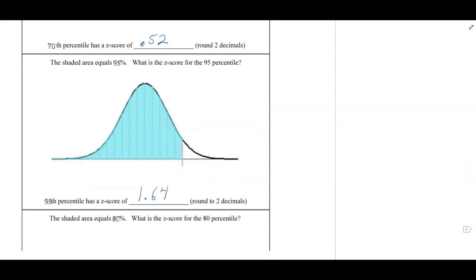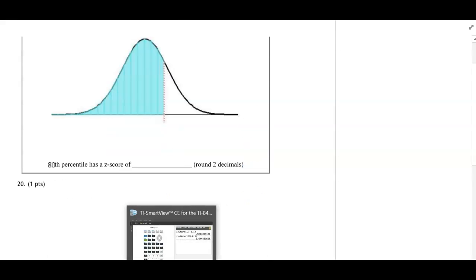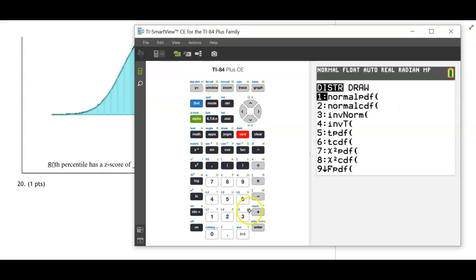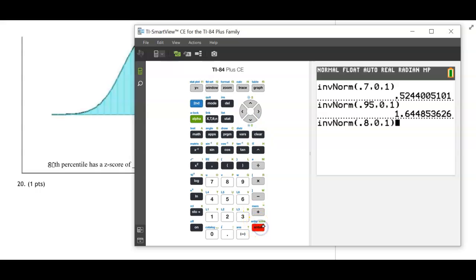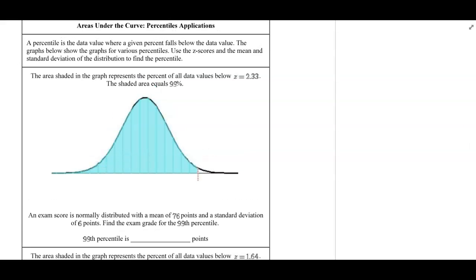The next problem says the 80th percentile. So for the 80th percentile, we'll repeat that. Second distribution, inverse norm, and we're going to change this to 0.8. For people with the left, center, right, you still have left highlighted. So 0.84. Here, for this problem, it says the shaded area represents the 99th percentile.